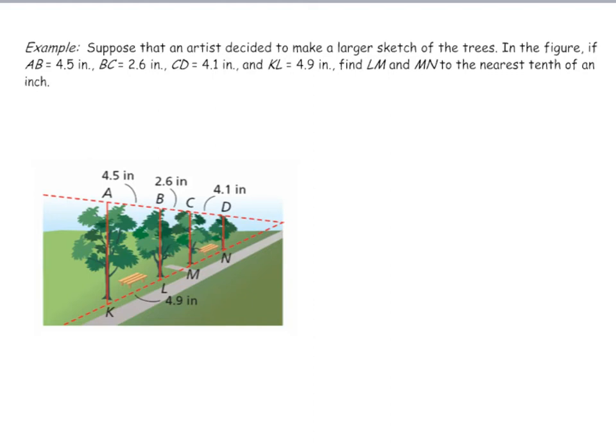So when that happens, we know that the proportions that we end up getting are going to be the same. So I am going to set it up, and I will say, working down one side, that AB over BC should be the same thing as KL over LM. That's going to help me solve for LM first. So AB was 4.5, BC was 2.6. That'll equal 4.9, which was our KL, over my LM, which I don't know. So now all you have to do is cross multiply and solve. How about you pause the video, do it yourself, come back when you're ready, and I'll have an answer written down for you.